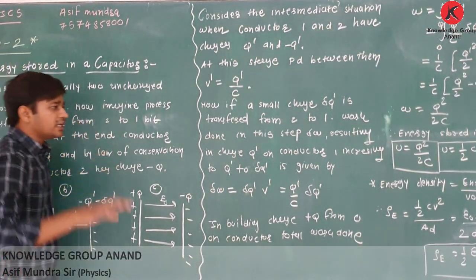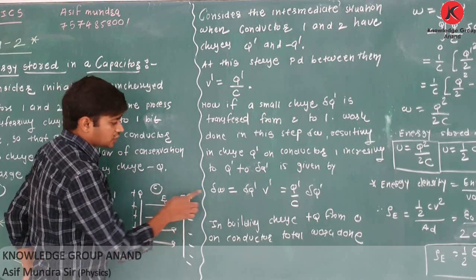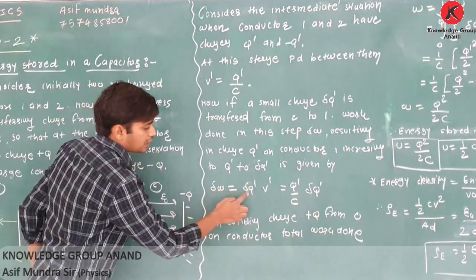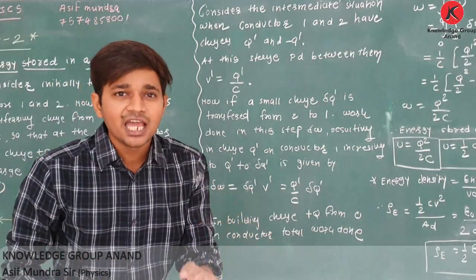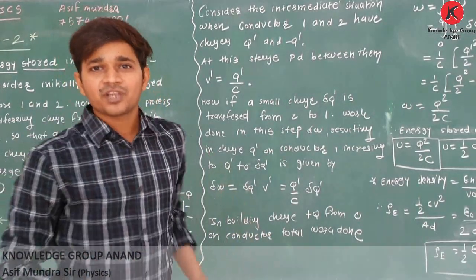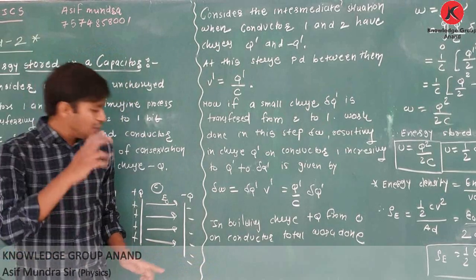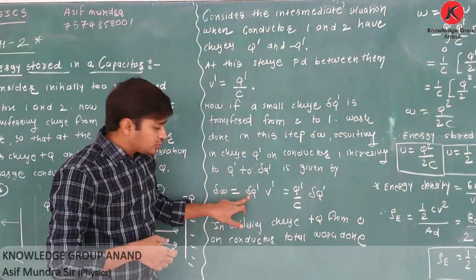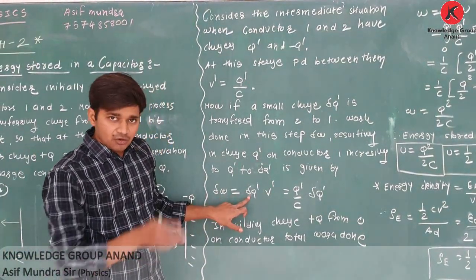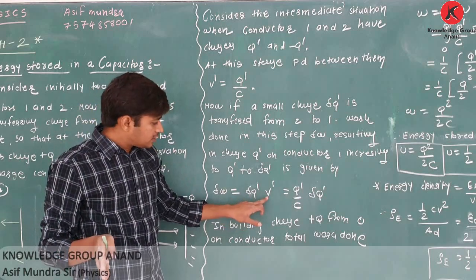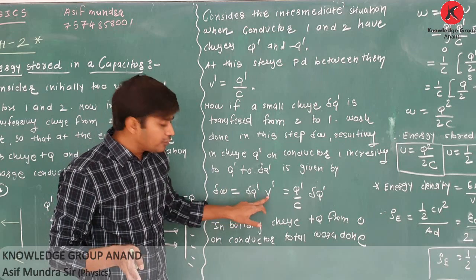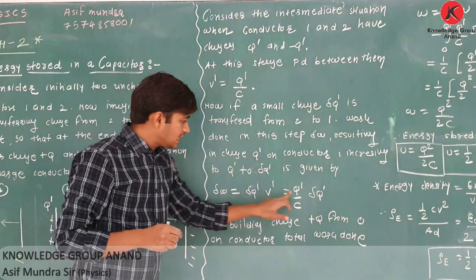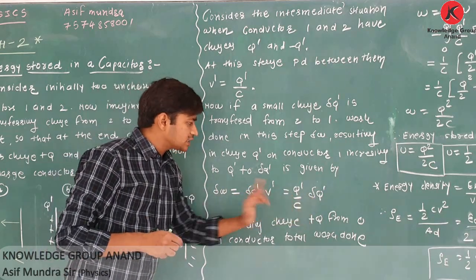So what is the work done during this transfer of charge? dW is equal to dQ dash times V dash. What is this equation? It is nothing but W is equal to QV. So the work dW to transfer dQ dash charge from conductor 2 to 1 is dW is equal to dQ dash times V dash. What is the value of V dash? It is Q dash upon C.